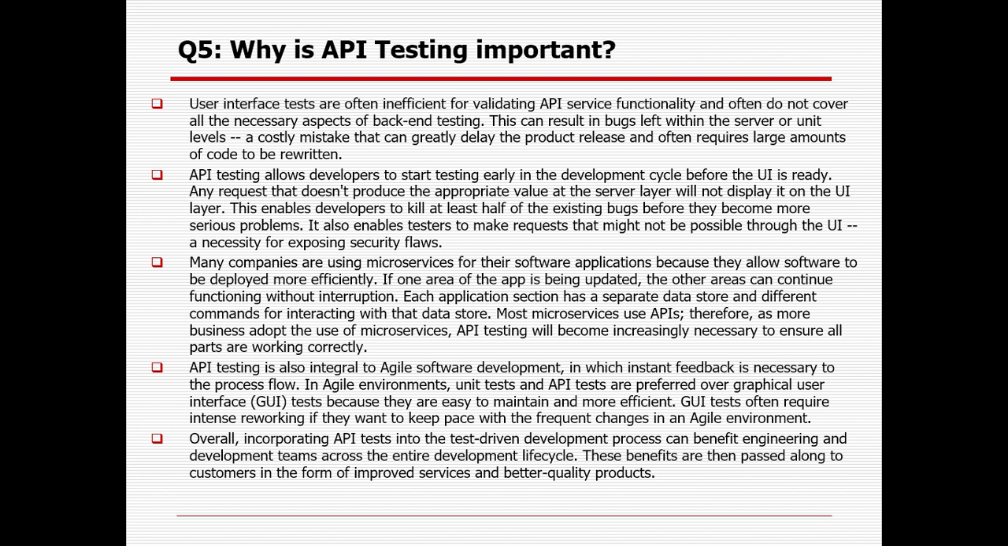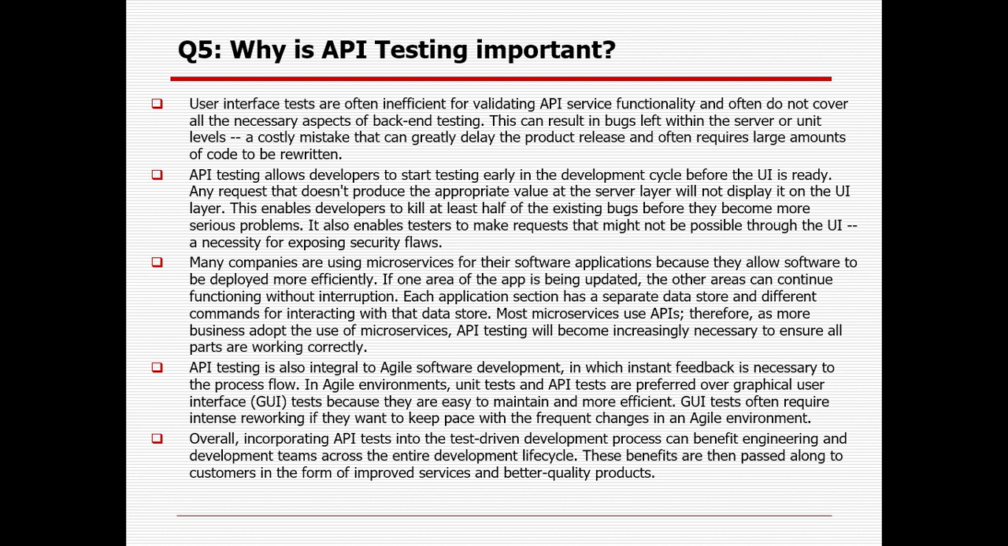Then why is API testing very important nowadays? User interface tests are often inefficient for validating API service functionality and often do not cover all the necessary aspects of backend testing. This can result in bugs left within the server or unit level, a costly mistake that can greatly delay the product release and often require a large amount of code to be rewritten.